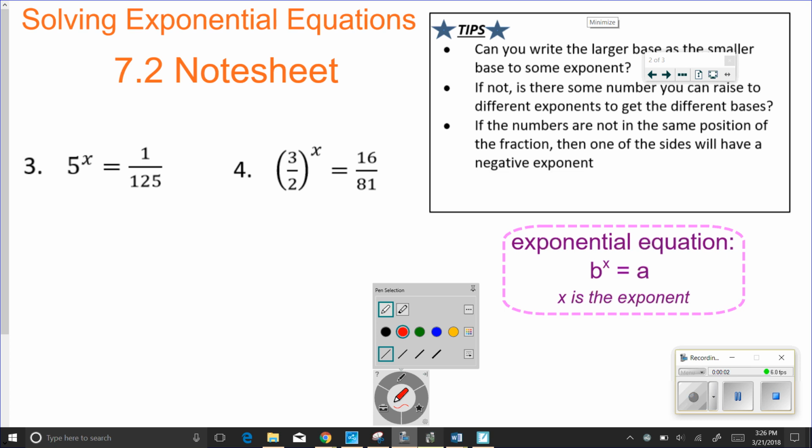Solving exponential equations. These are examples from your 7.2 note sheet, so please look at your 7.2 note sheet.